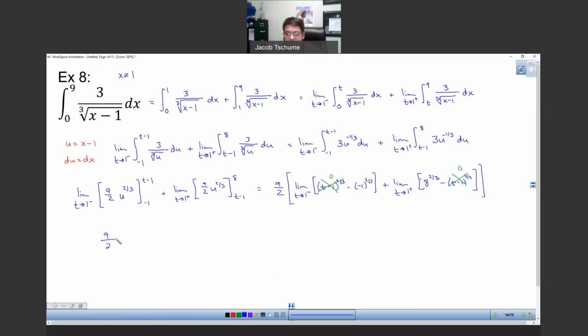This would be 9/2 times, all right, so negative 1 to the 2/3 is going to be 1, but there's a negative in the front, so that makes it negative 1, plus 8 to the 2/3 would end up being 4. Negative 1 plus 4 is 3, and 3 times 9/2 is going to give you a final answer of 27/2, which then shows us that this improper integral is also convergent. But we had to break it up into two separate integrals because the discontinuity occurred in between our a and b value.